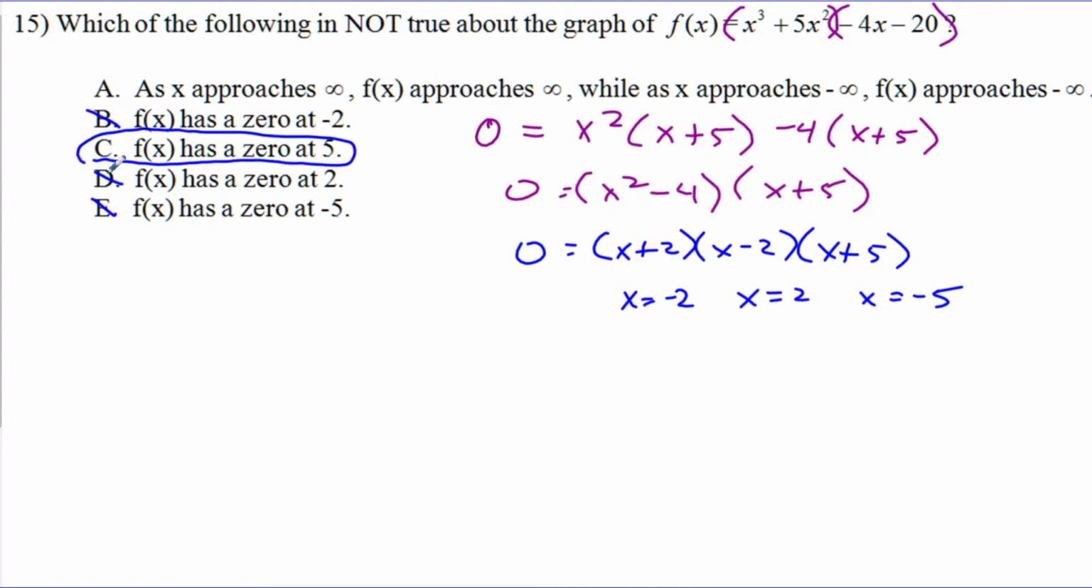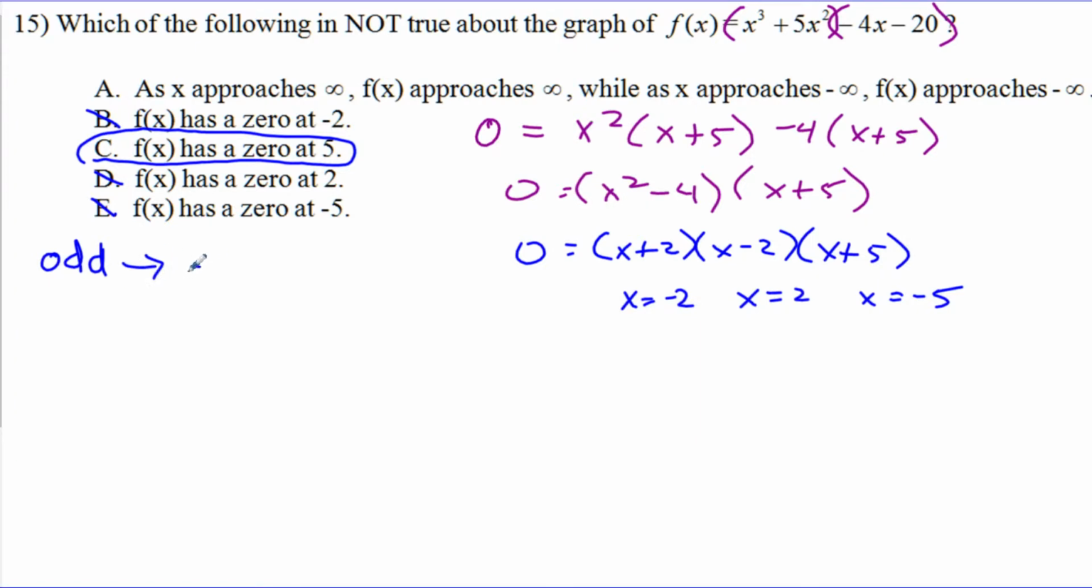If we want to confirm that A is true, this one says, as x approaches infinity, f of x approaches infinity. So that's our end behavior notation. Let's just confirm this. This is an odd degree polynomial, which remember, when our degree is odd, it's always starting out down on the left.